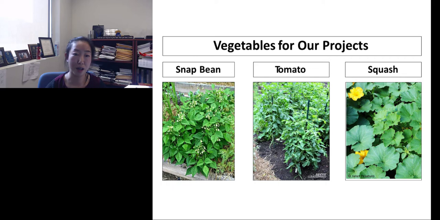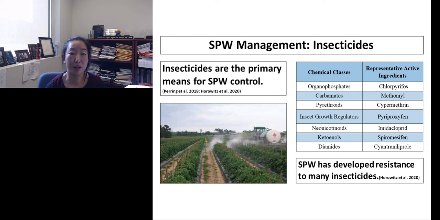Since the sweet potato whitefly can cause enormous economic losses, greenhouse growers and farmers need to control this pest, and insecticides are still the primary means for sweet potato whitefly control.